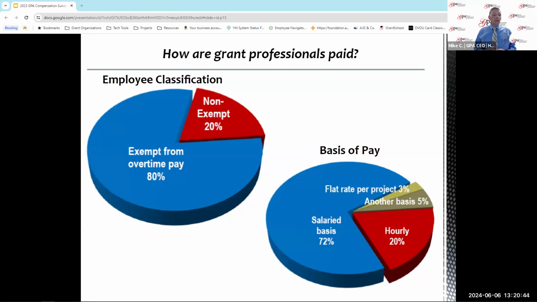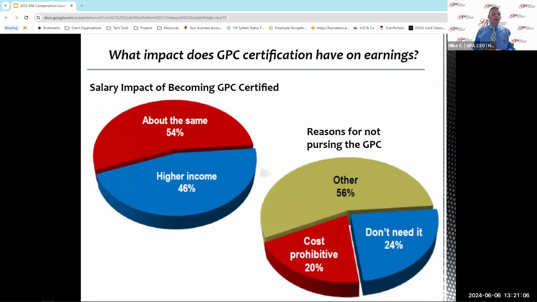And then this year we did add being paid on a flat rate per project basis. So both of those factors impacted the 9-point reduction in those paid by a salary since 2022. I mentioned before that about 11% of the respondents had the GPC certification. And one of the things that we asked in the survey is what was the impact of the GPC credential on your salary? And you can see from the chart here that 46% felt it increased their opportunity for salary increases, and about 54% felt it was the same.